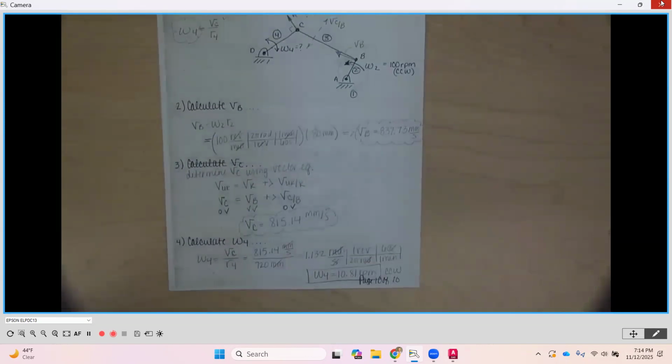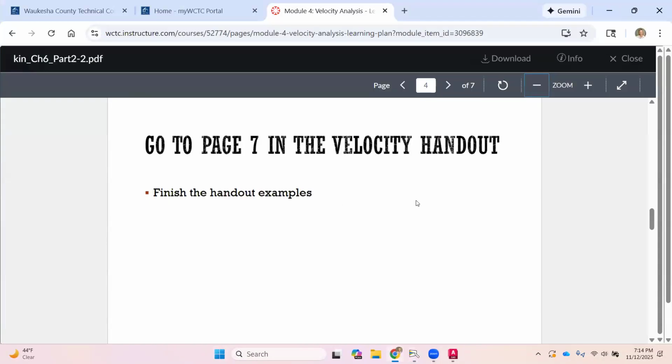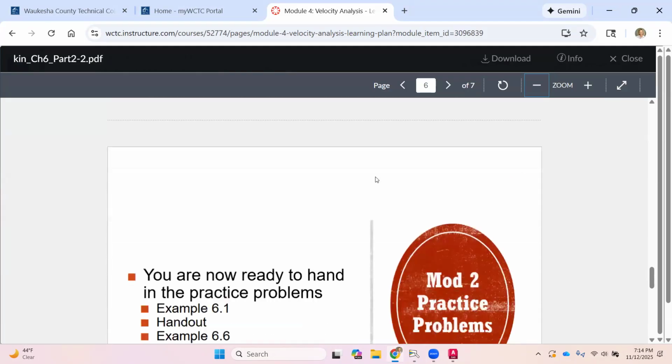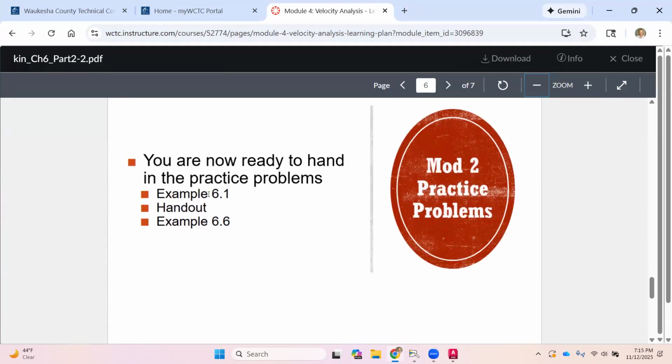All right, so that brings us to the end of the problems I wanted to do for our practice problems. If we look underneath here, we go back to our PowerPoint. There are a couple of PowerPoints left. I chose not to do example 6.6. Do not do it as part of your practice problems. Don't worry about it. You're going to hand in example 6.1, which was that conveyor problem that we did at the beginning of the chapter, and this handout along with the screenshots of the examples that we did.